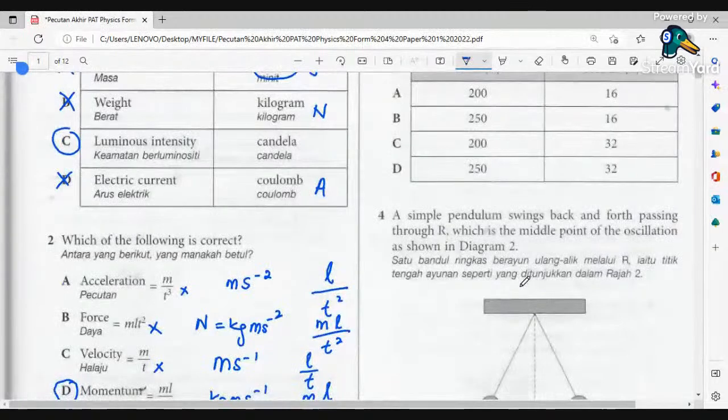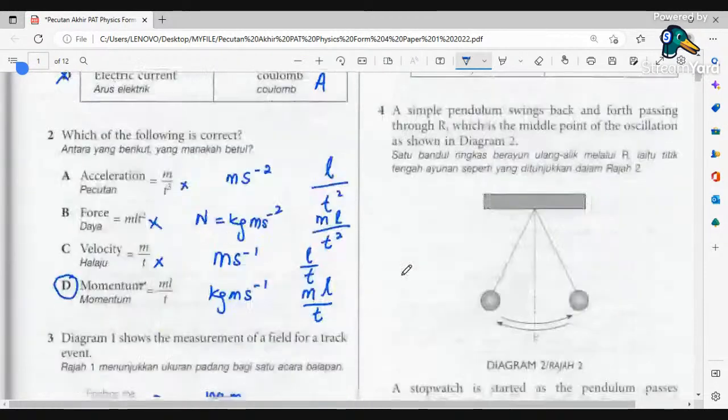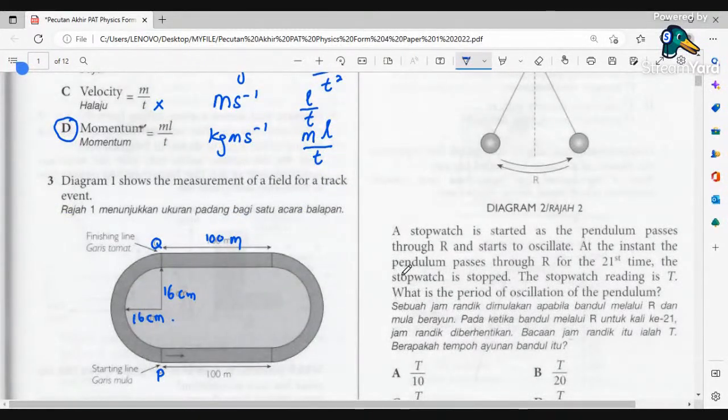Distance and displacement. As we know, distance is a scalar quantity and displacement is a vector. Scalar means no need to consider its direction, but for displacement you need to consider its direction. So scalar, distance travelled. What is distance travelled? How to find this answer? Apa formula yang kita kena pakai?